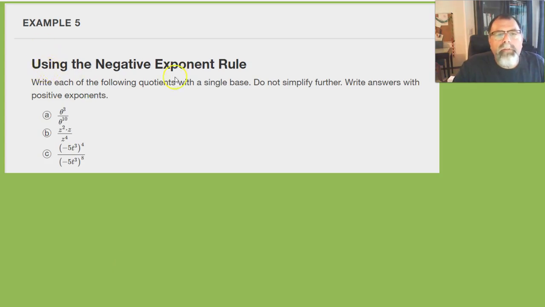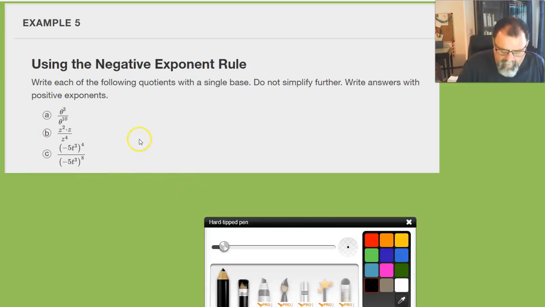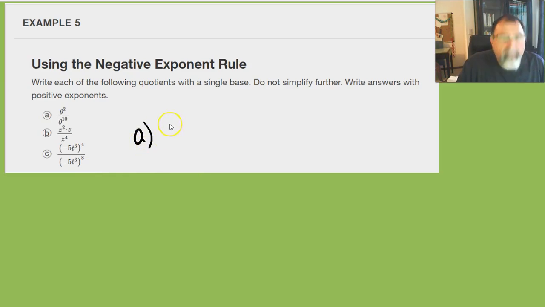Example 5, using the negative exponent rule, write each of the following quotients with a single base. Do not simplify further. Write answers with positive exponents. Alright, so starting with A, we have theta to the 3rd over theta to the 10th.